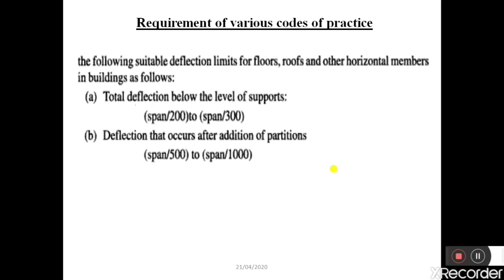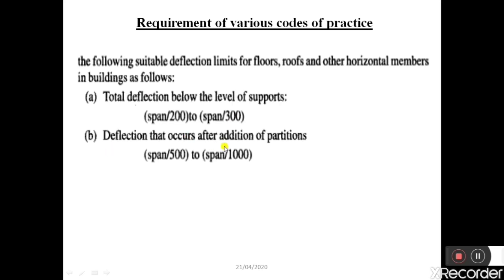So now let us move on to the requirement of various codes of practice. So as I told you in the beginning of this deflection discussion, the deflection of a member should be within permissible limit as per IS provision. So what is the provision given for the deflection by Indian standard practice? So the total deflection below the level of supports should be between span by 200 to span by 300.